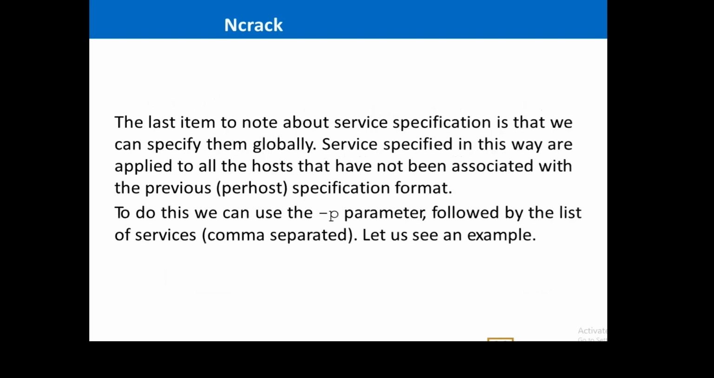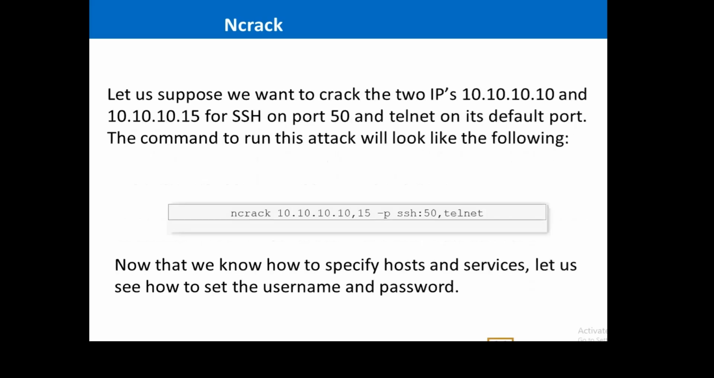The last item to note about service specification is that you can specify them globally. Services specified in this way are applied to all the hosts that have not been associated with the previous per-host specification format. To do this, you can use the -p parameter followed by the list of services, comma separated. So let's look at some of these examples.